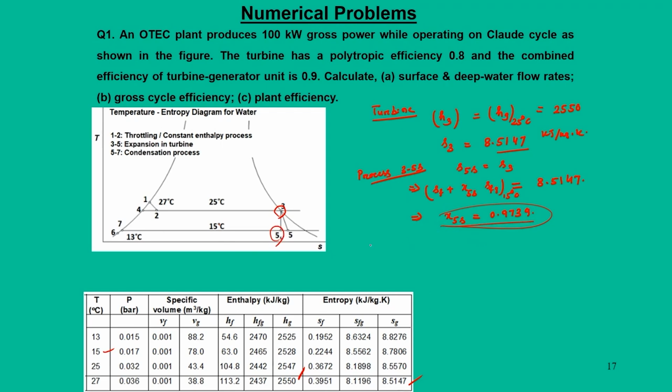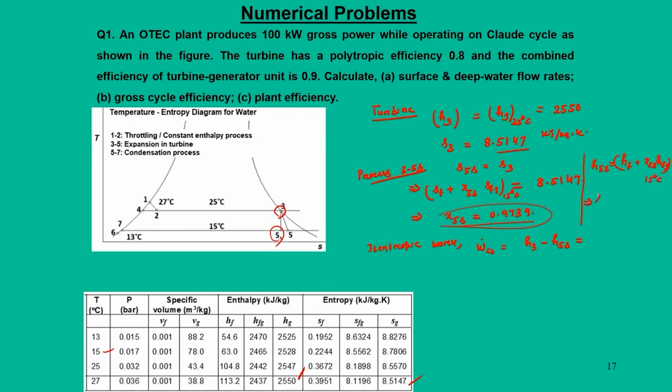So, isentropic work can be calculated as W isentropic equal to H3 minus H5s. Once we know X5s, we can find H5s equal to HF plus X5s times HFG, that is at 15 degree centigrade.